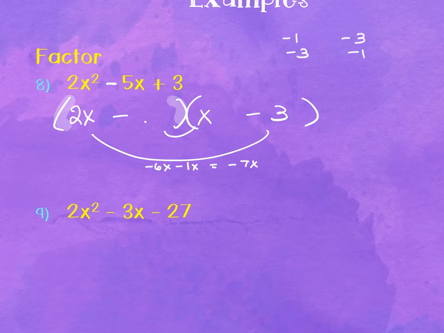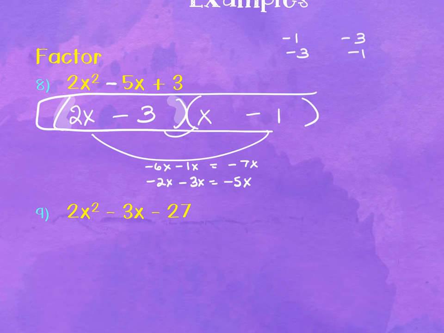Or I switch it. Negative 3, negative 1. That's negative 2x minus 3x. And that's negative 5x. That matches my middle term. There's my answer. Now these can also be prime, keep that in mind, but that would be the answer this time.